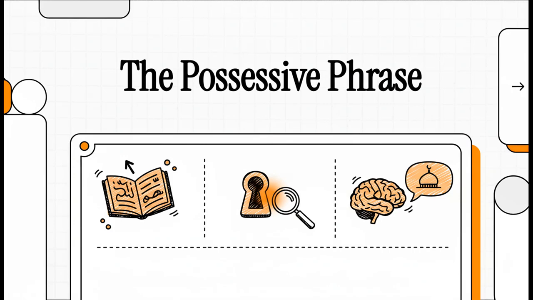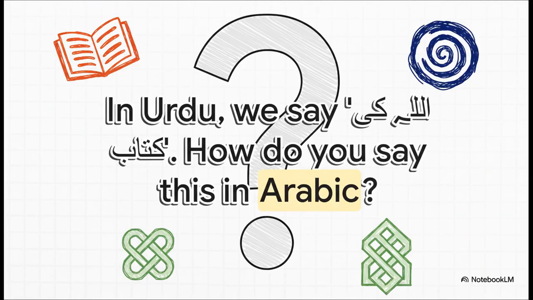All right, today we're going to jump into one of the most important building blocks in all of Arabic grammar. It's called the Murakkab-e-Izafi, which is really just a fancy way of saying the possessive phrase. Now, it might look a little intimidating at first, but trust me, the rules are incredibly simple. And once you get them down, you're going to start seeing the structure absolutely everywhere, unlocking a much, much deeper understanding of the language. So, let's kick things off with a little puzzle.